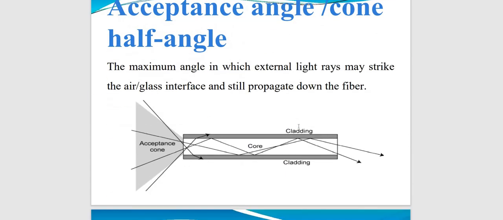This is known as the acceptance cone. The incident light which enters the core of the optical fiber cable must be within the acceptance cone. Only then will the light incident on the core be reflected completely inside the core and travel through the core medium. A light ray beyond this acceptance cone, or beyond this acceptance angle, will be refracted into the cladding and will be lost within a short distance.